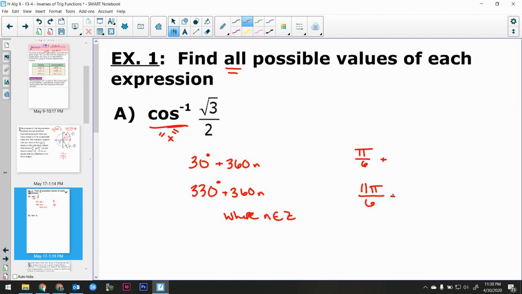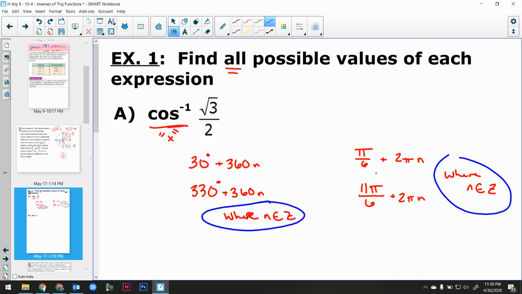Well, how would I take care of all rotations here? If it's in radian form, then I would say plus 2 pi. That's a full rotation times n, however many rotations that I want to use, where n is an integer. That's the element of symbol, element of the integers, okay? So let's talk about this. This piece right here, I don't really need that. Just know that that's what we're talking about with that n value. We're just saying all possible values of n.